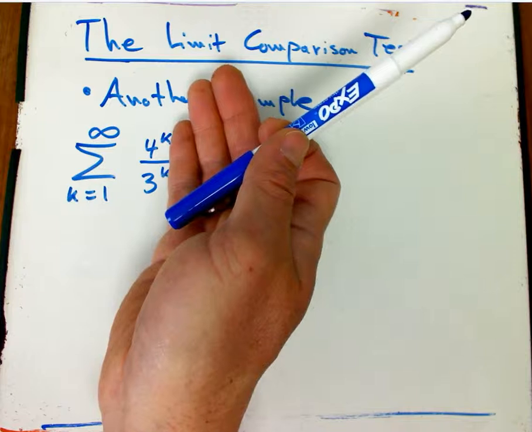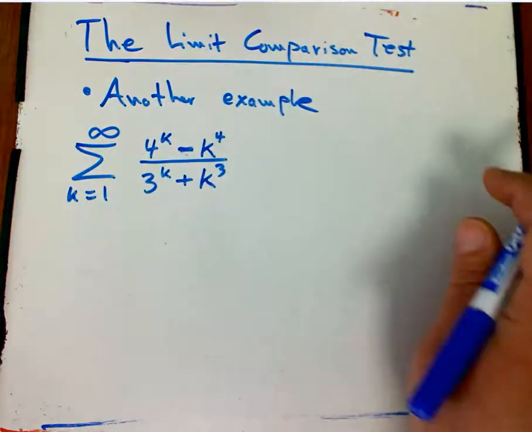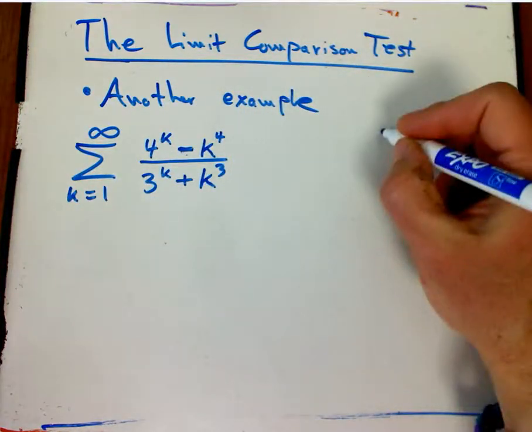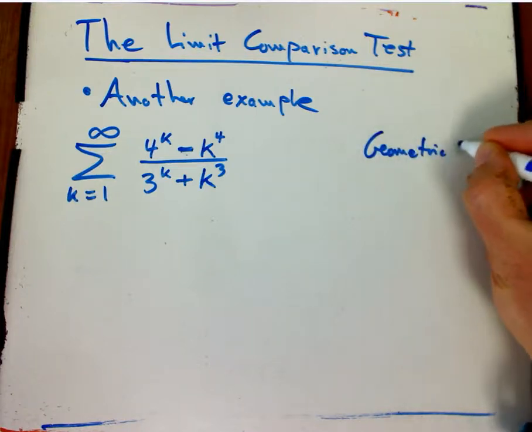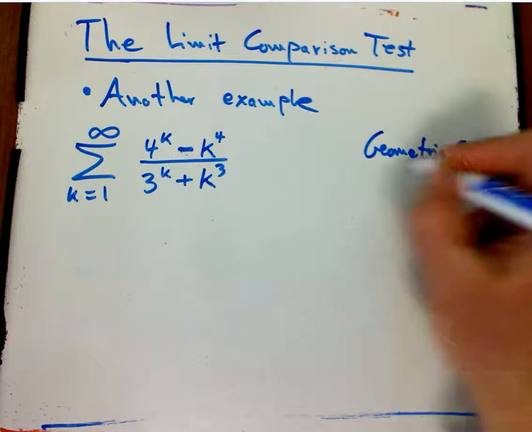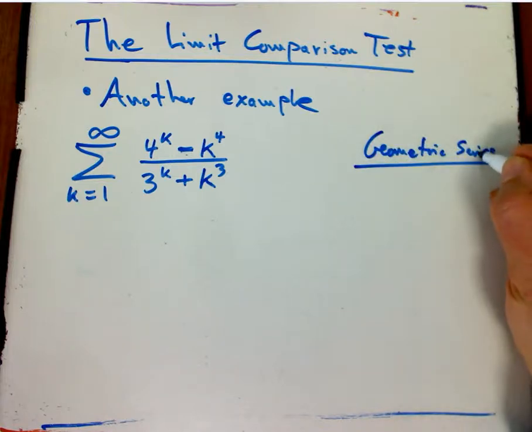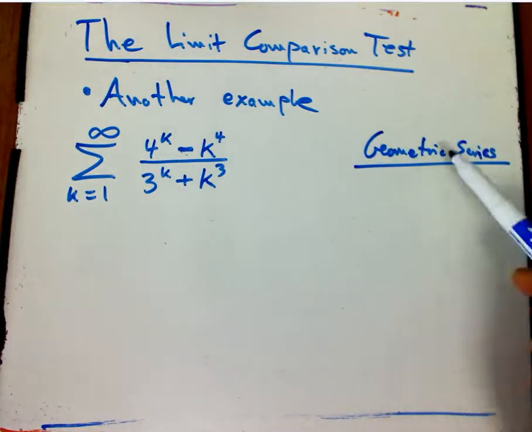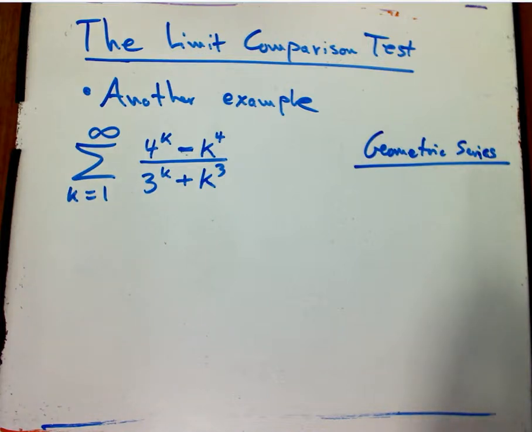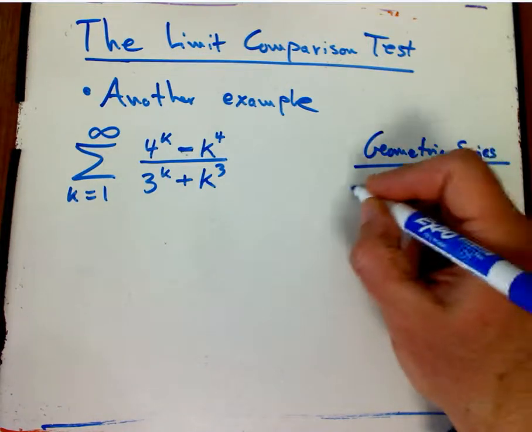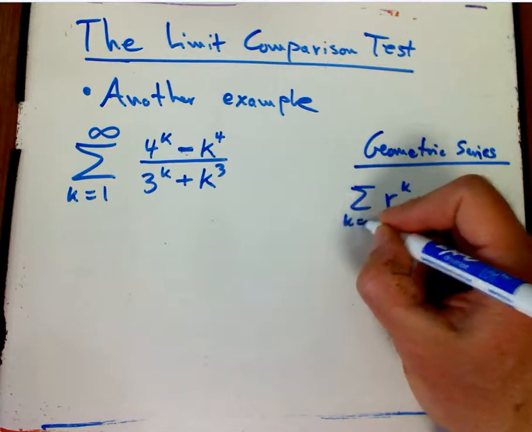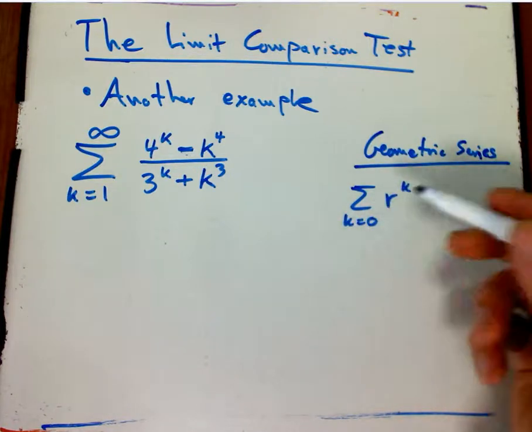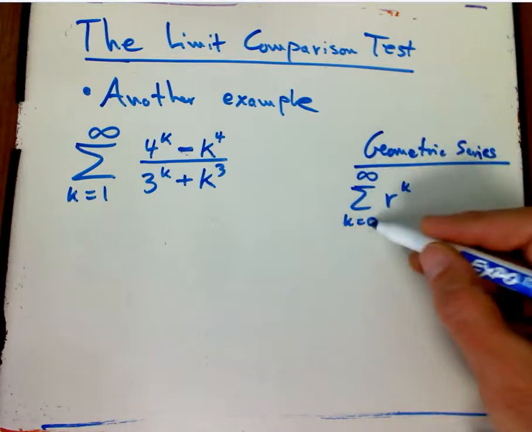We're going to want to compare it to that because, and this is one reason I want to do this example, we know what that kind of example does. The geometric series, along with the p-series, is our big comparison series. That is the sum of r to the k, and of course it could start at 0, 1, 2, whatever, it doesn't matter too much.